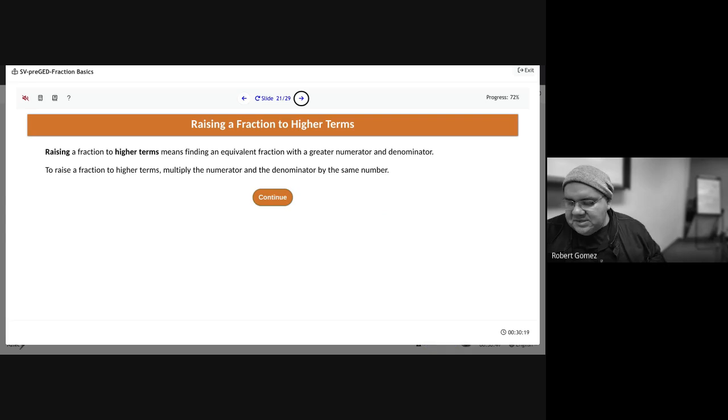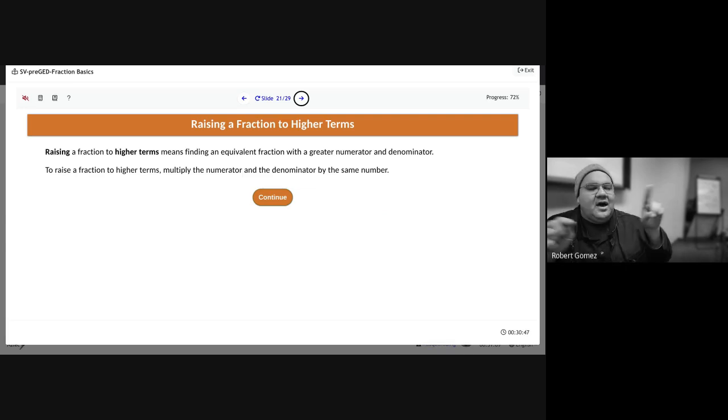So raising a fraction to higher terms means that you find an equivalent fraction, like 16 over 20, right, was equivalent to 4/5. So what that means is when you're raising a fraction, you're taking a lower fraction and making it bigger, right?